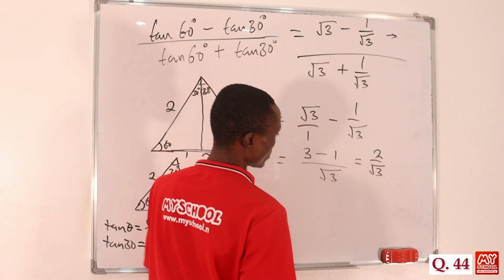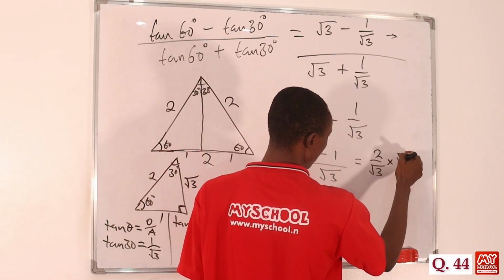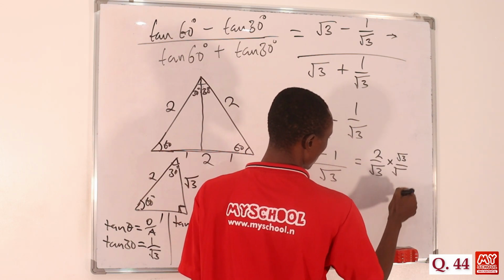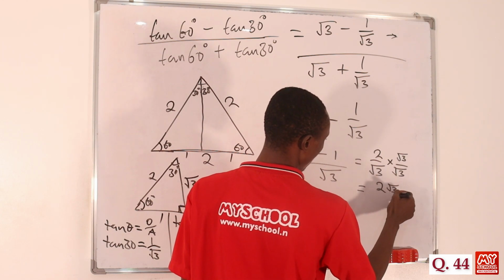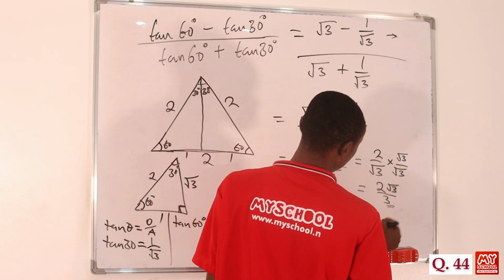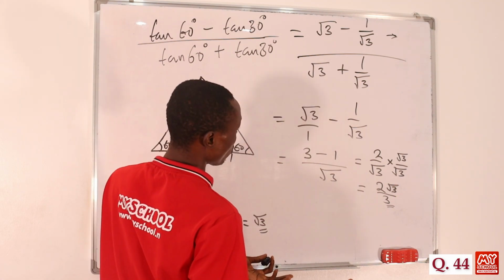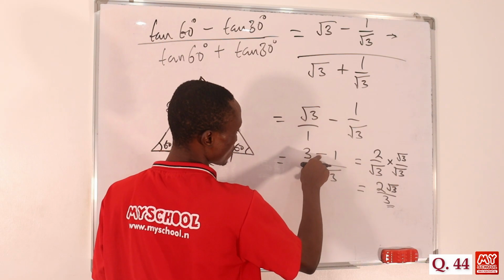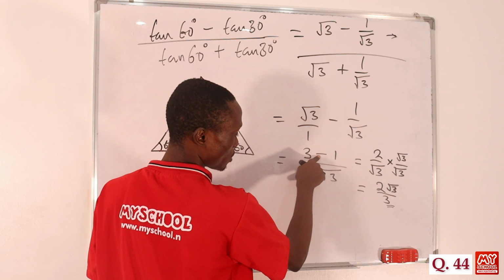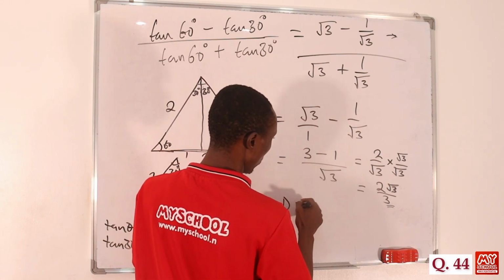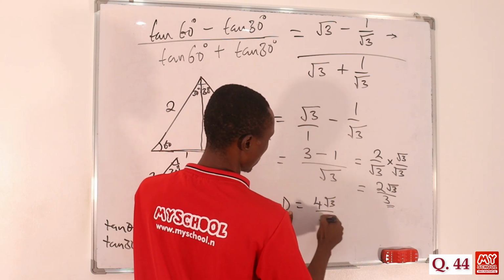So let's rationalize this. If we rationalize this, we'll be multiplying the numerator by root 3 and also multiplying the denominator by root 3. So at the end of the day, we'll have 2 root 3 all over 3 for the numerator. If we do the same thing for the denominator, there will not be too much change. The only difference is that instead of subtracting here, we are going to add, so that our denominator will now be equal to 4 root 3 all over 3.